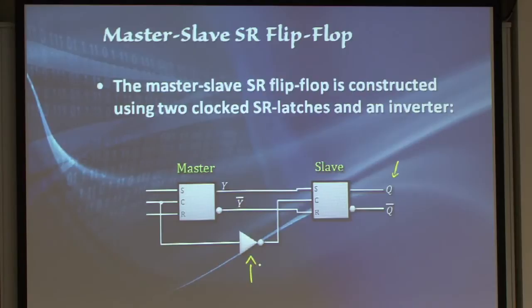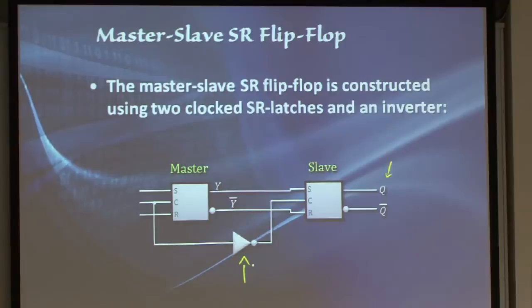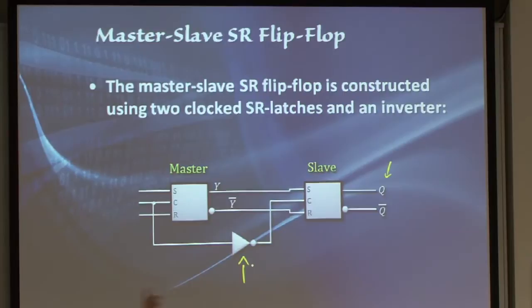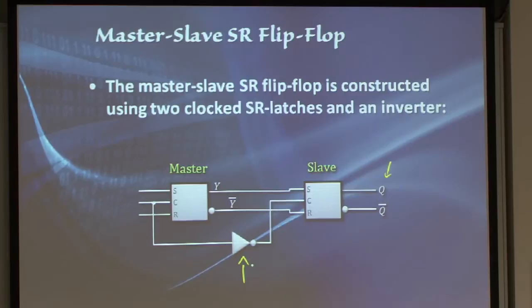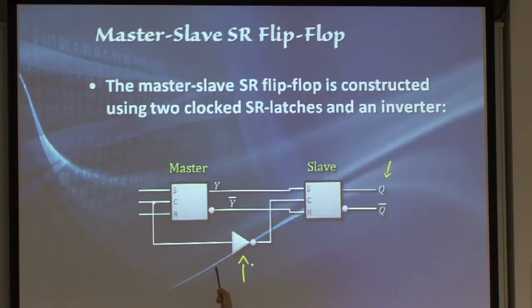So what's going to happen now is that depending on what my clock signal, my control signal is, only one of them will be enabled at any one time. If my clock is high, then the master will be transparent, while the slave will be blocking, maintaining its value. If the clock goes low, the master will now be disabled and will retain whatever value it had just before the clock went low. But now the slave will be transparent, and anything that's seen on Y and not Y will propagate through to the outputs Q and not Q. Now, how does that help us at all? Let's start analyzing this a little bit.